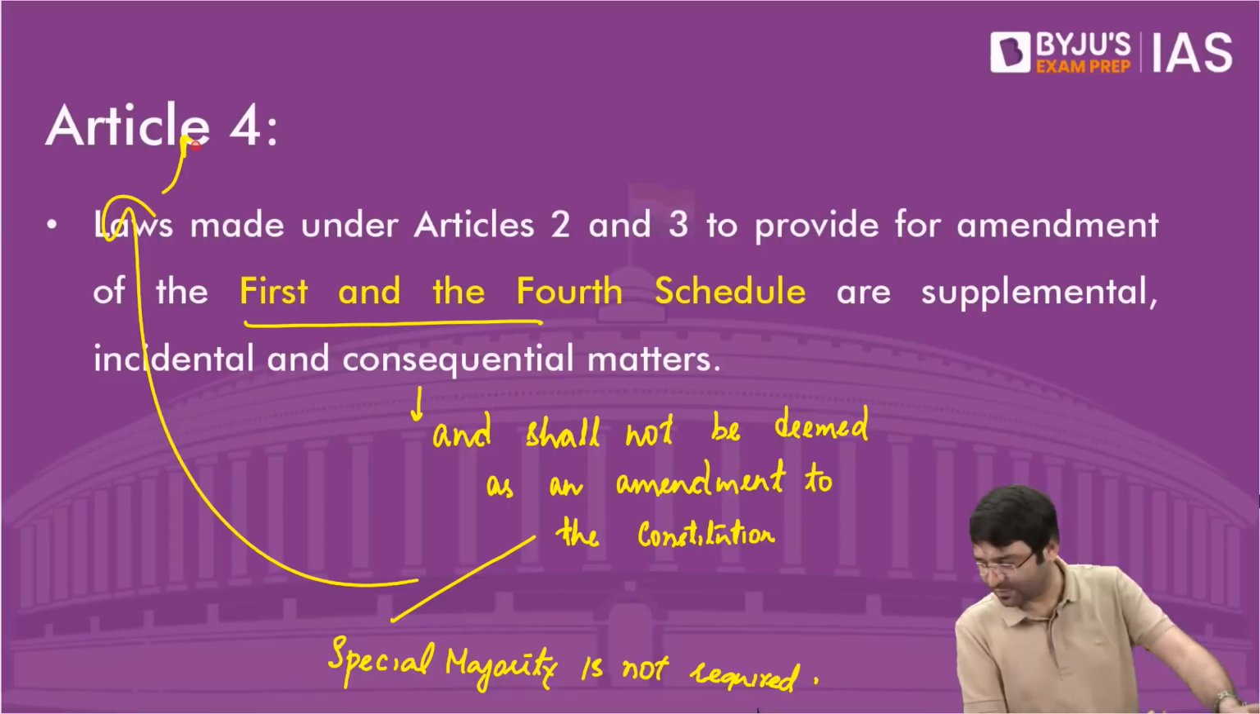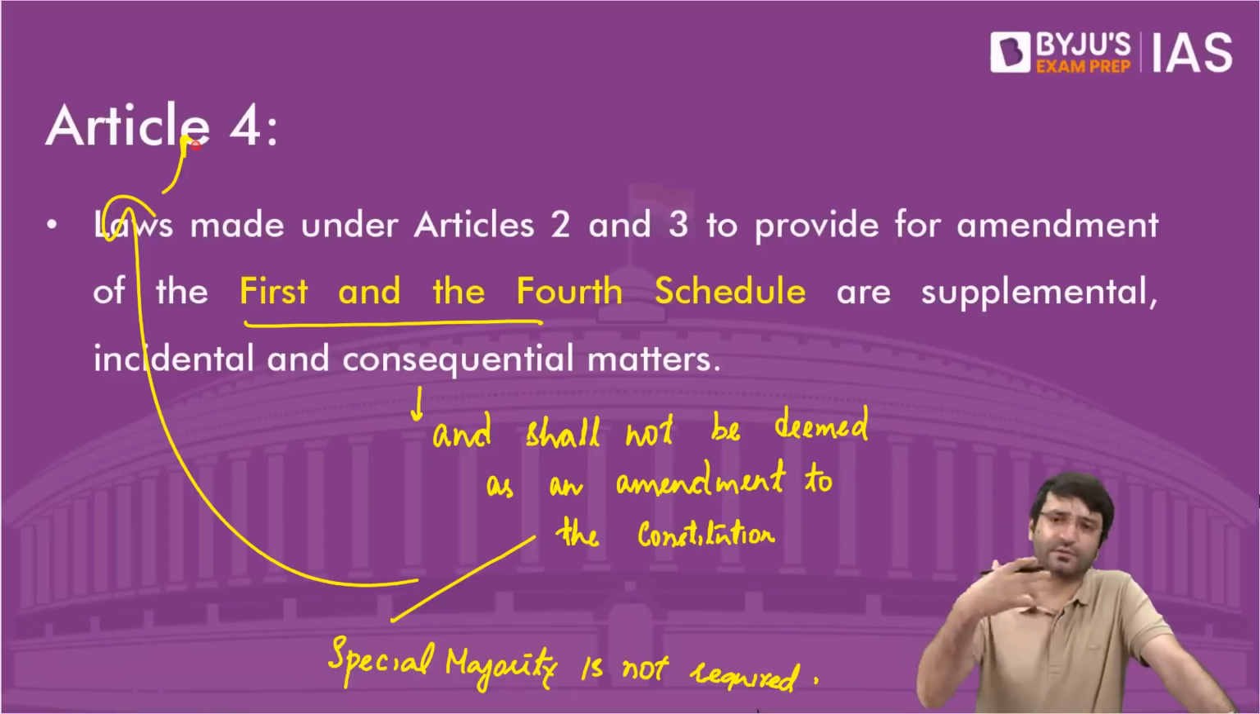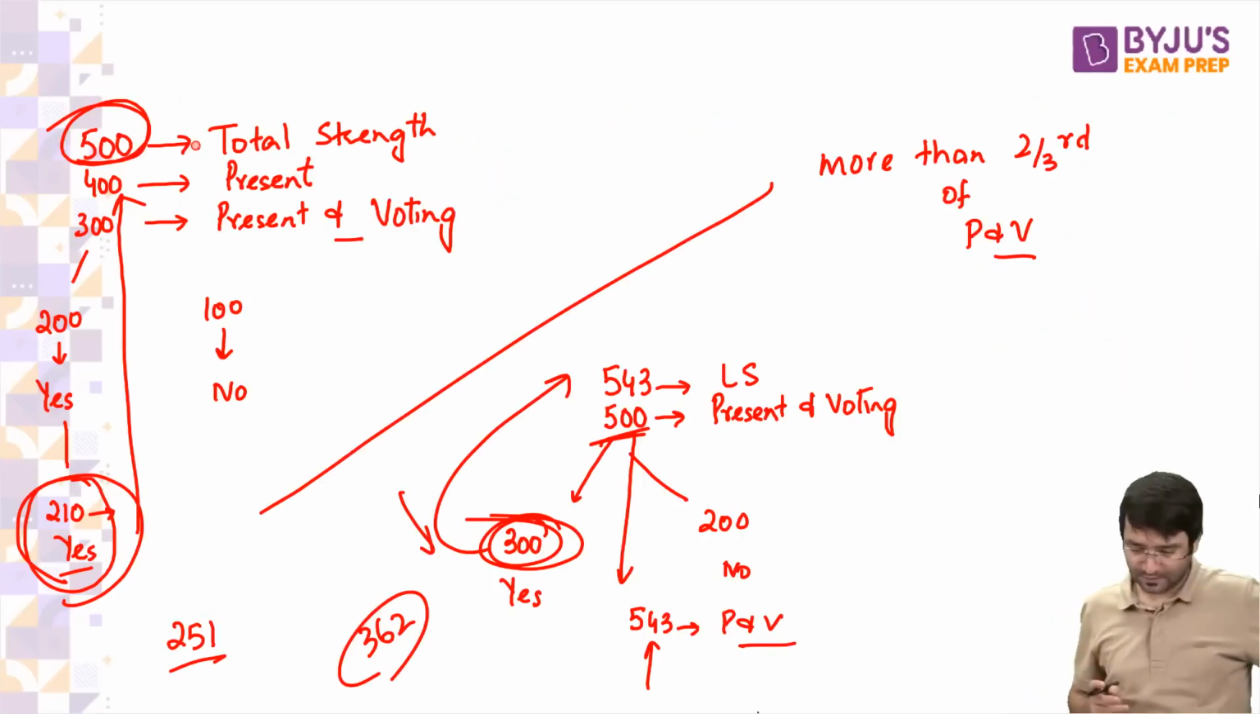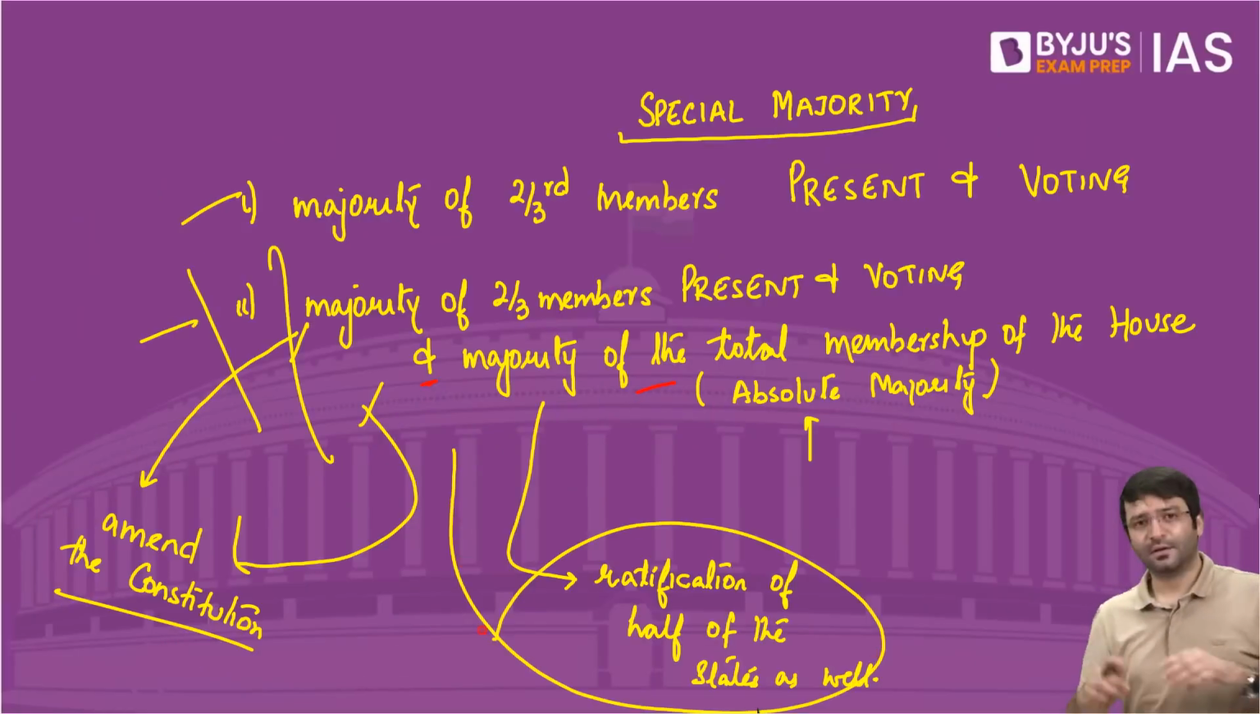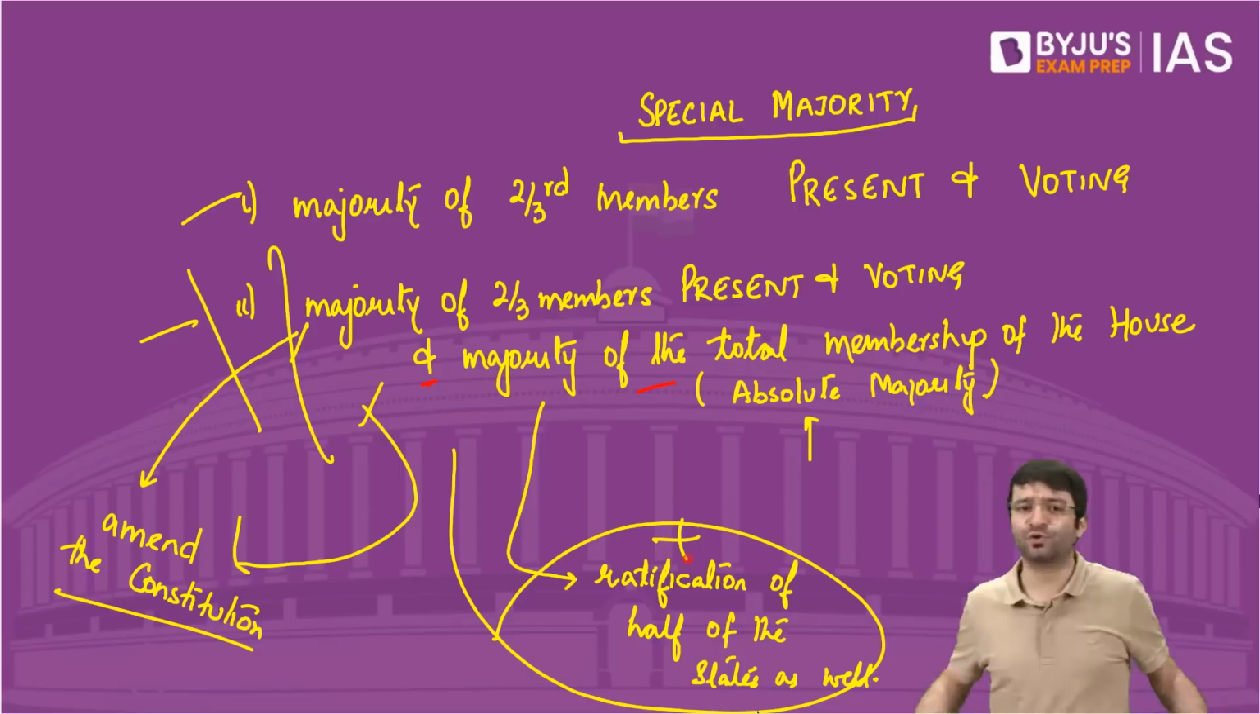There are only two types of special majority. Are there more? We have discussed three types. This is one, this is two, this is three. Majority of the total membership of the House, plus majority of two-thirds members present and voting, plus ratification of the state. This is the third type. There is one more which is used to impeach the president.